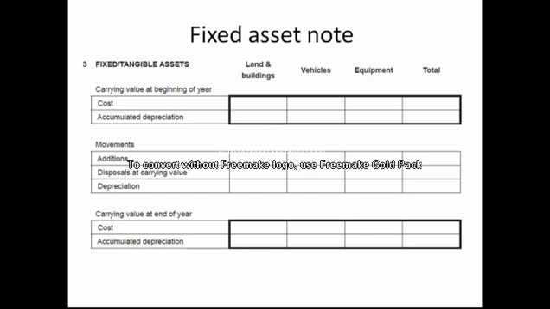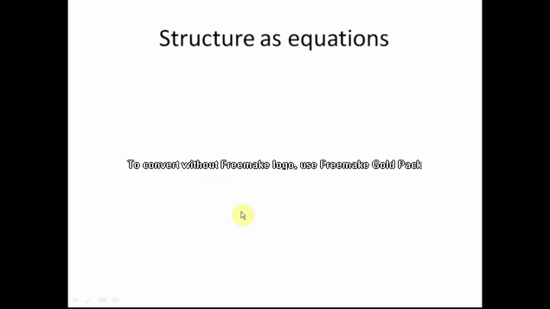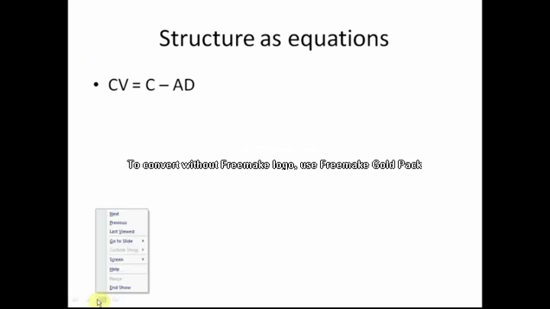So the carrying value at the beginning of the year, we know is the cost minus accumulated depreciation. So that is in fact our first crucial equation that we already have referred to. The carrying value equals the cost minus the accumulated depreciation.